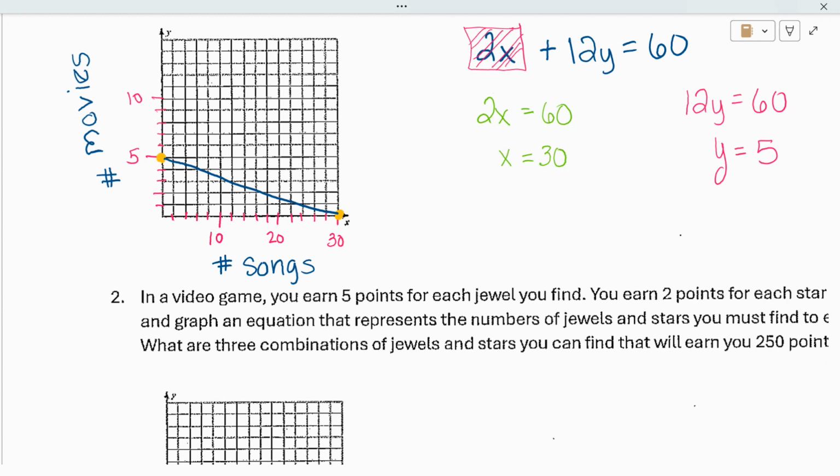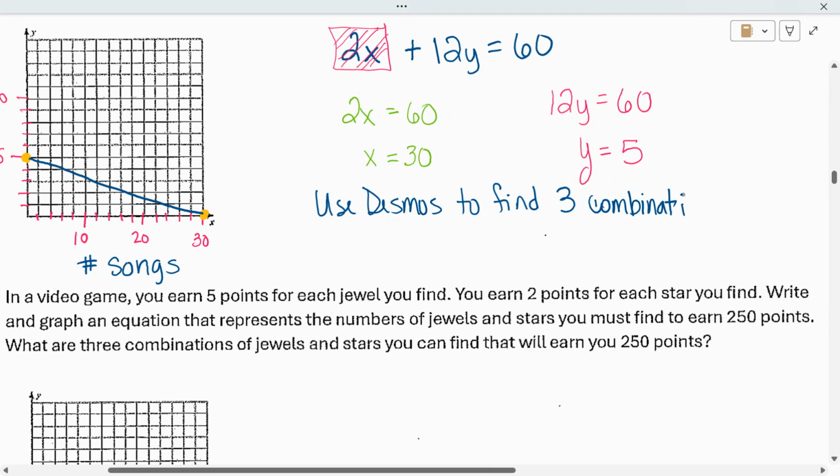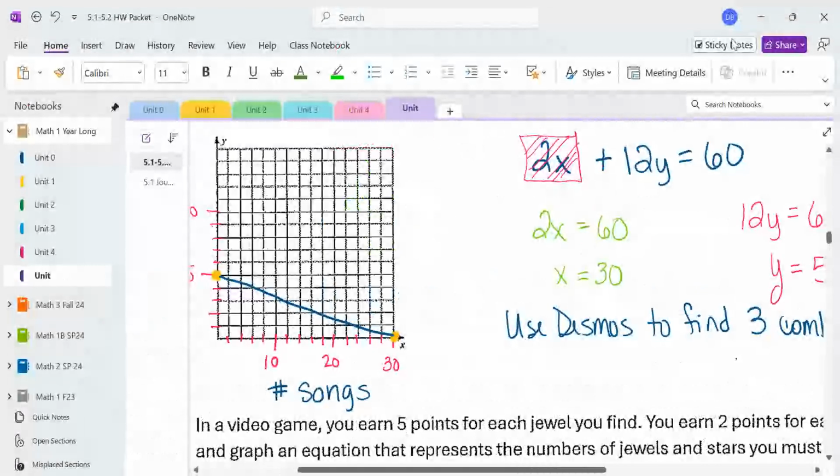I'm going to connect those 2 points. Okay. So now I'm going to minimize this because we're actually going to use Desmos to find our 3 combinations. Because we're supposed to list 3 combinations of songs and movies that we can purchase, right? So I'm going to shrink this up a little bit so we can graph this in Desmos.